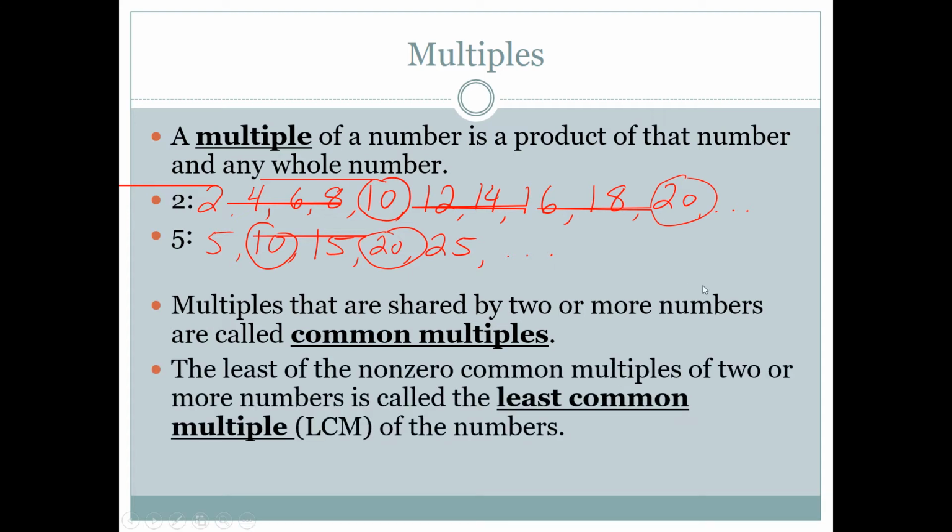So the least of the non-zero common multiples of 2 or more numbers is called the least common multiple. So the least common multiple here is what? 10. 10 is a common multiple between 2 and 5, and there is not a common multiple smaller than 10.